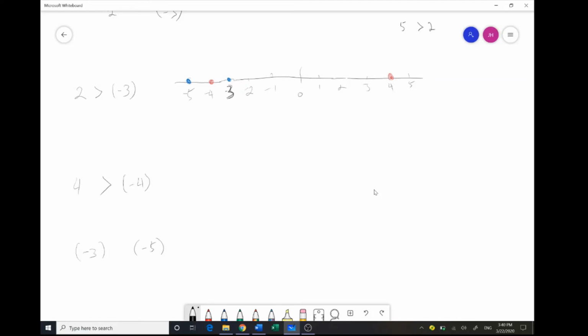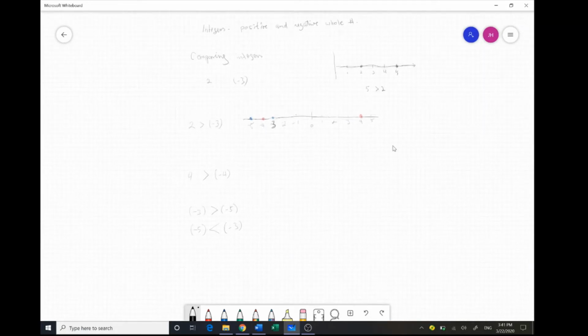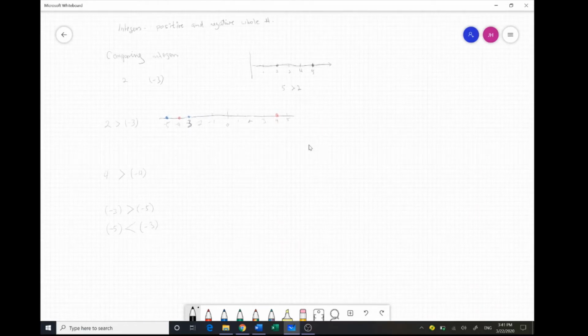Sometimes the order is negative 5 first and then negative 3, but it's the same thing essentially. We already established that negative 3 is greater than negative 5, so it will be negative 5 is less than negative 3. Okay, I hope at this point you have a sense of what we're looking at in terms of positive and negative numbers. You know how to compare. You can identify which one is greater than or less than the other numbers.